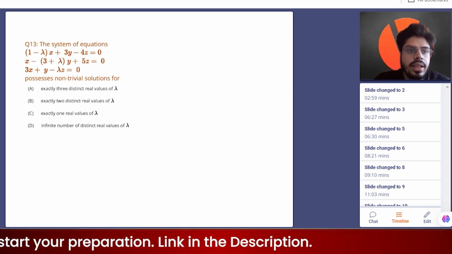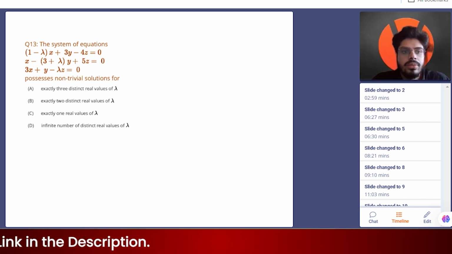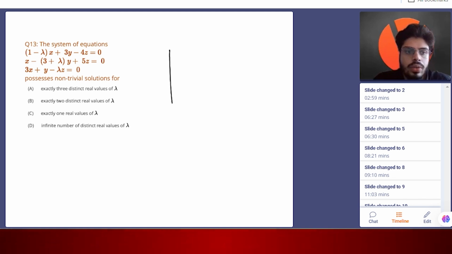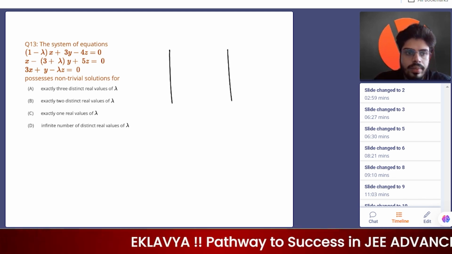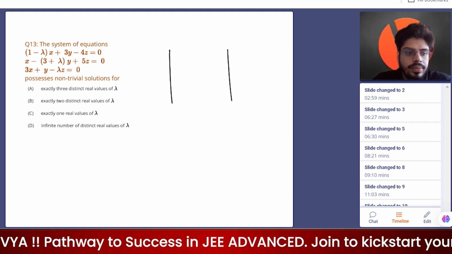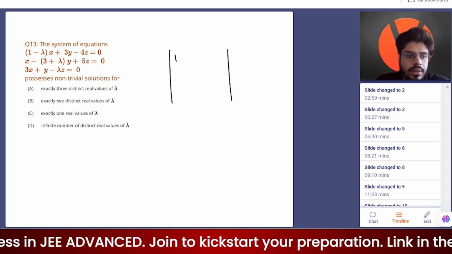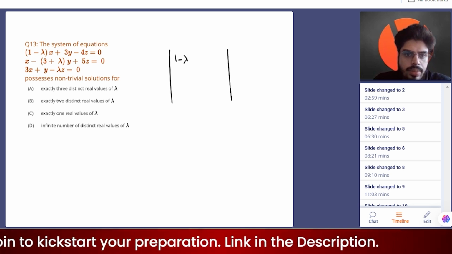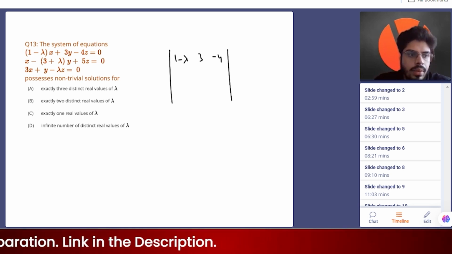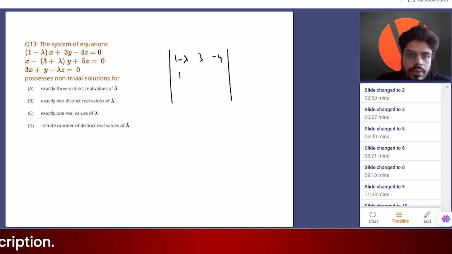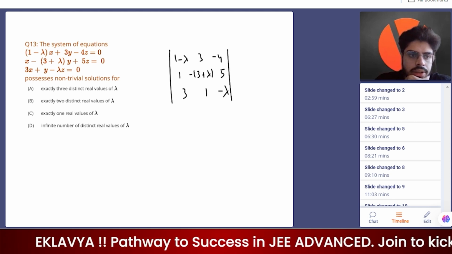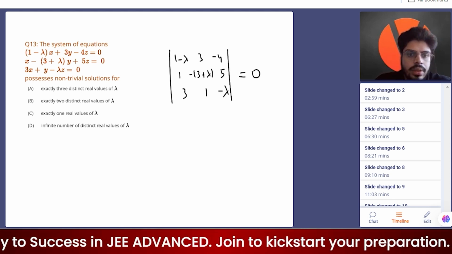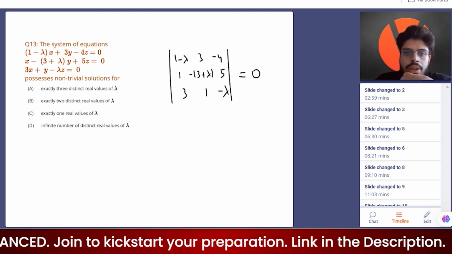So this is again a system of equations for which the function will possess a non-trivial solution. So what we have to do is simply find the determinant. What will be the determinant? Determinant will be 1 minus lambda, 3, minus 4, then 1, minus 3 plus lambda, 5, 3, 1 minus lambda. This determinant should be equal to 0.